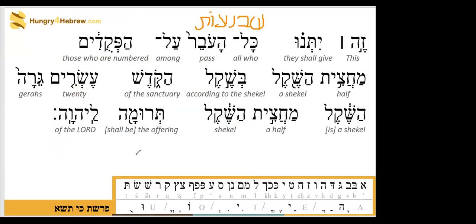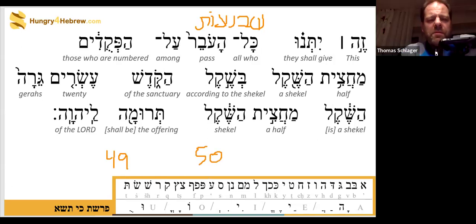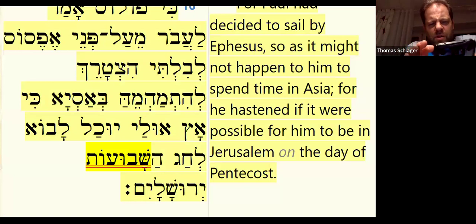Right, because Shavuot is 7 weeks. 7 times 7 is 49. So the holiday is the 50th day. Pentecost means 50. I have in my Bible program Exodus chapter 34, verse 22.